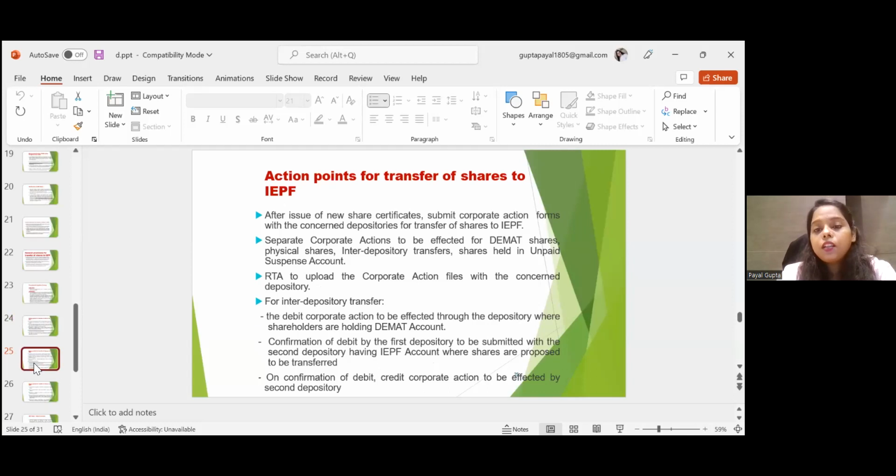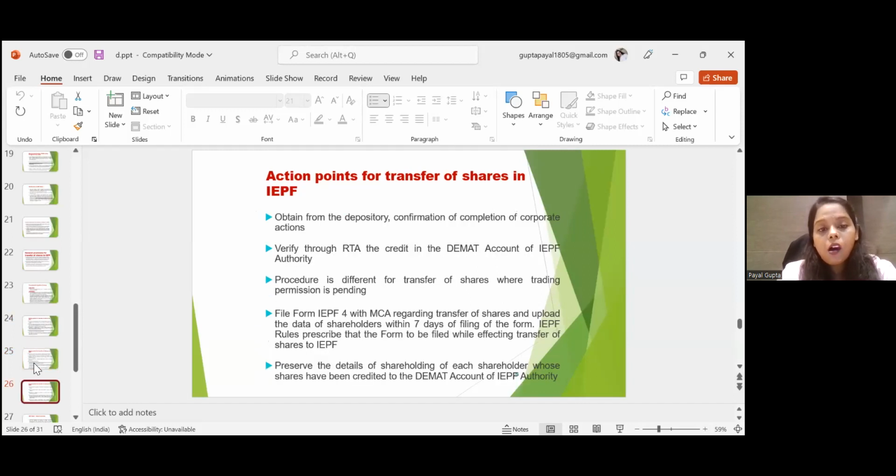After issuing of new share certificate, corporate action has to be done, that is depository को transfer करना होगा. Separate corporate action to the effect that the depository has to transfer shares in unpaid suspense account. RTA, that is registrar transfer agent, has to upload the corporate action files with the concerned depository. Depository के पास जाएंगे, वो लोग ही करेंगे ये काम. RTA will verify the credit in the demat account of IEPF. Procedure is different for transfer of shares where trading permission is pending.